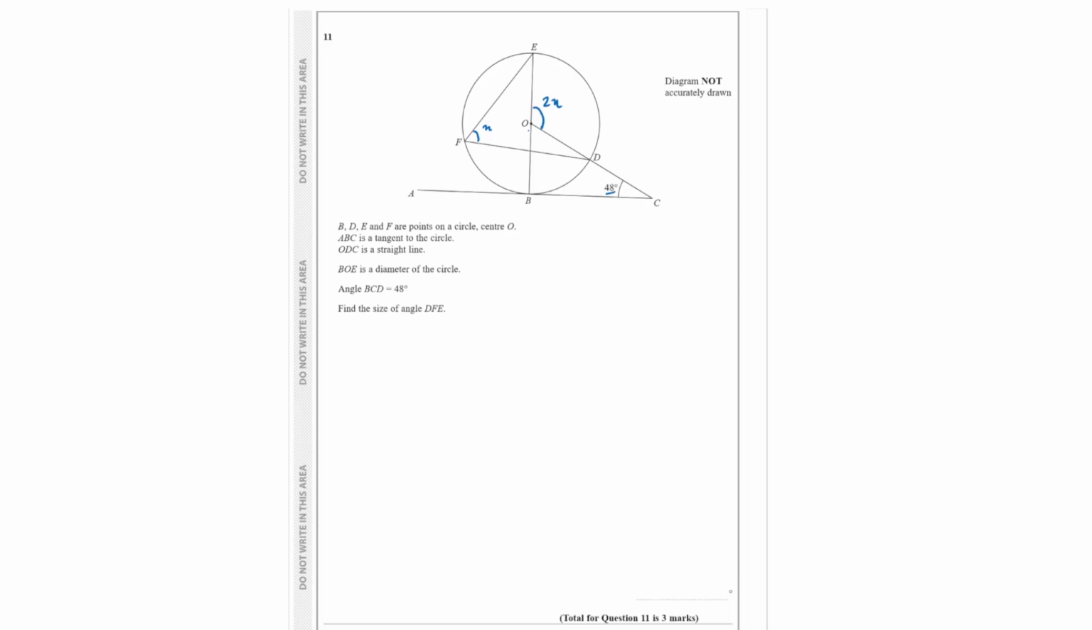Notice how ABC creates a perfect tangent to the circle. That must mean that angle EBC is a right angle. Why? Because it's a normal. It's perfectly perpendicular to ABC. And notice how this makes a triangle over here. So if we're able to find this angle, we can find what 2x is.